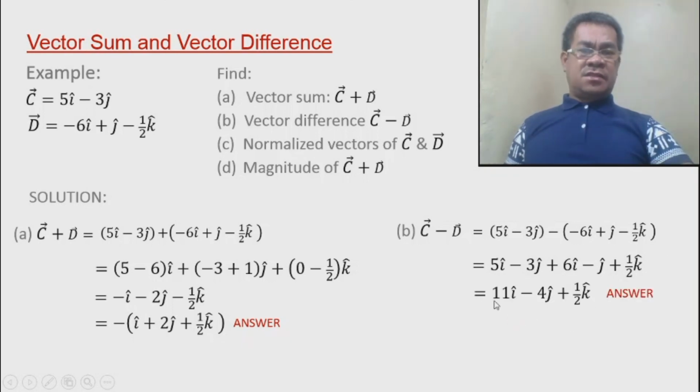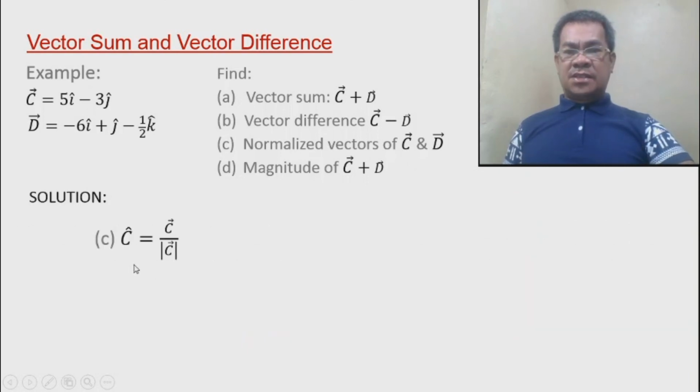So this is the answer. This is already the answer. This is the vector difference, while this one is the vector sum. So if you are asked the magnitude, then you have to use the absolute symbol. Now, normalize vector, what does it mean? The word normalize means finding the unit vector. So you have to find the unit vector of C and D.